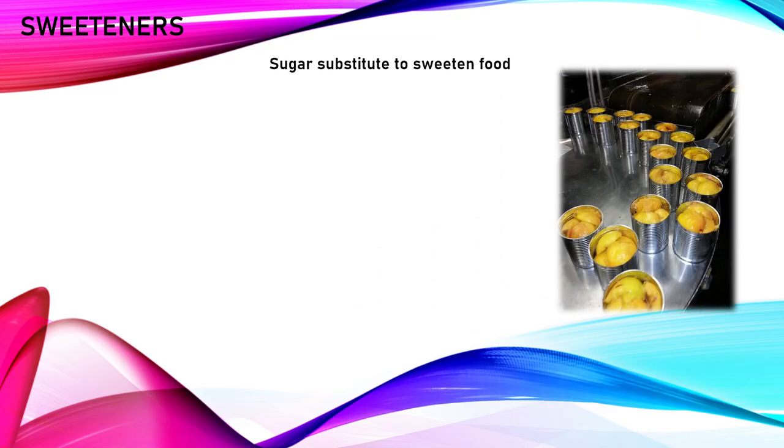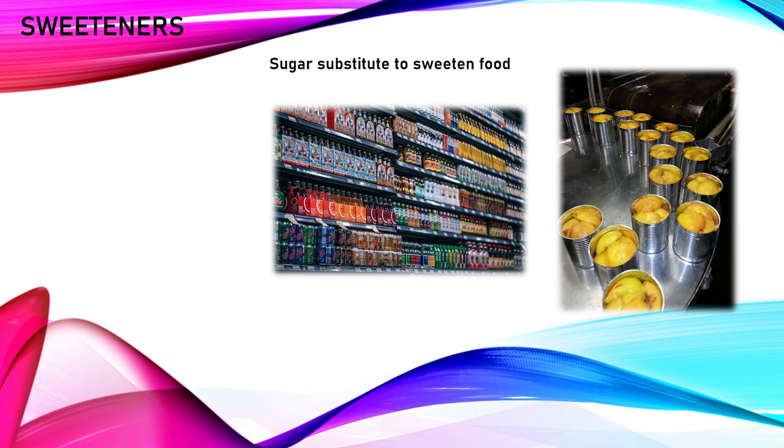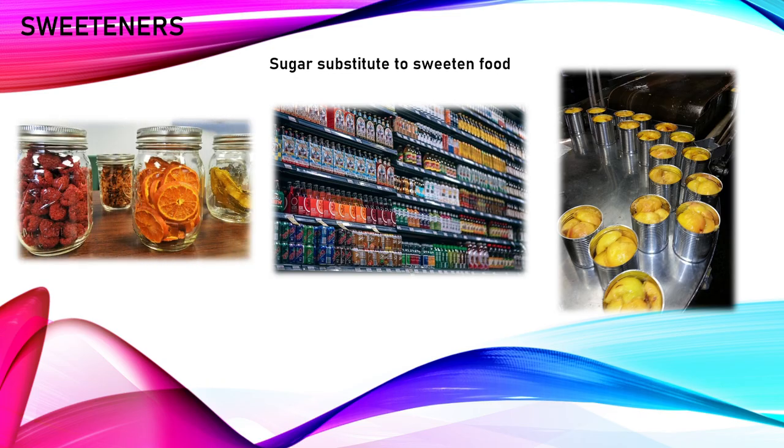Sweeteners are added into food as a replacement for sugar. Canned fruit, beverages, and dried fruits producing industries use aspartame, sucrose, xylitol, and sorbitol as sweeteners.